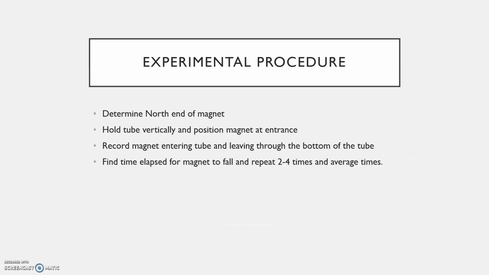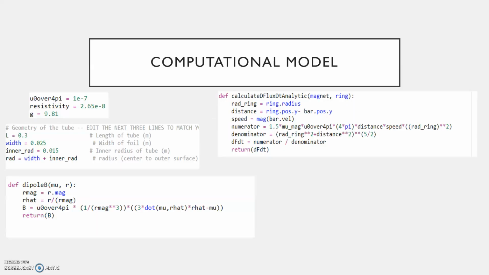So the experimental procedure was to determine the north end of the magnet, then hold the aluminum foil tube vertically and position the magnet at the entrance. Then record the magnet entering the tube and leaving through the bottom, find the time elapsed for the magnet to fall, and repeat 2 to 4 times to average the times for better accuracy.